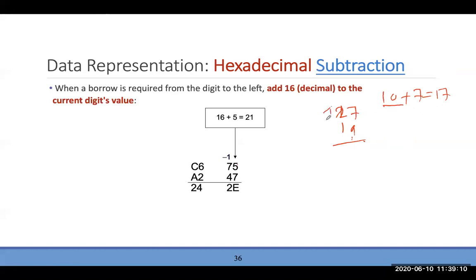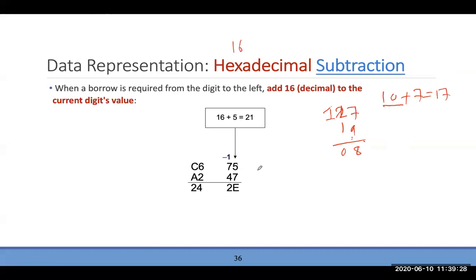So that's going to be 17, right? And then this becomes 1, right? Because we already took a 1 out of there. So 17 minus 9 is going to be what? It's going to be 8. 1 minus 1 is going to be 0. Okay, guys? So the same happens in here, but since it's hexadecimal, the base is 16.